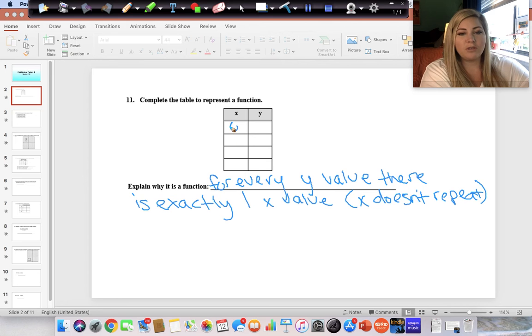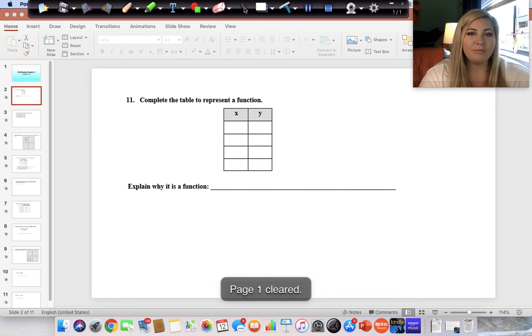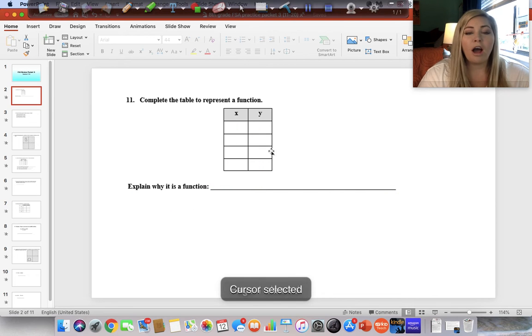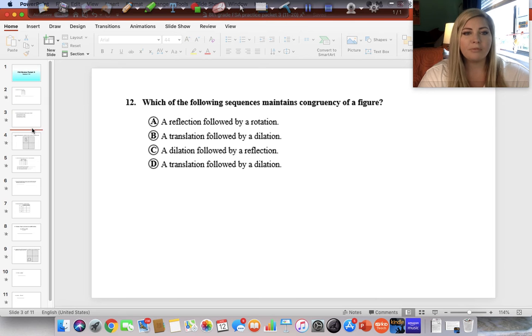Okay, so we'll do 0, 1, 2, 3, and 1, 2, 3, 4. There's your function. You have exactly one x value for every y value. Obviously, your chart did not have to look exactly like mine, but your explanation should have been like mine.